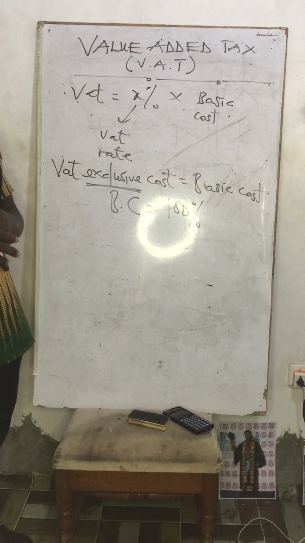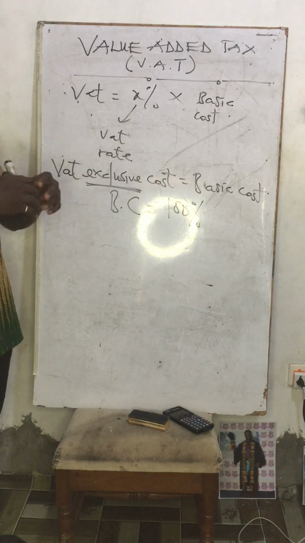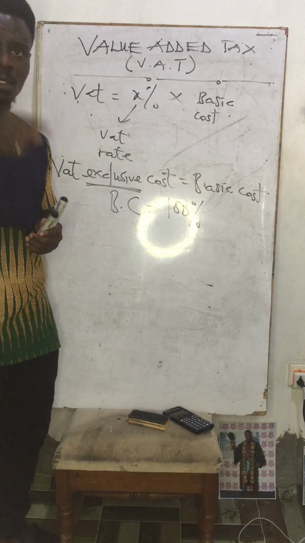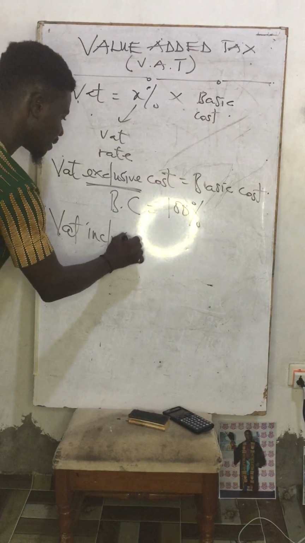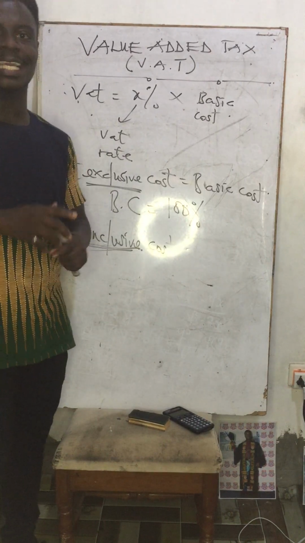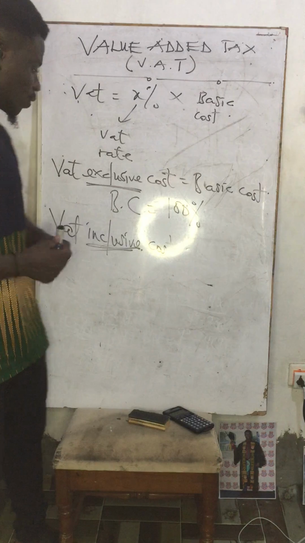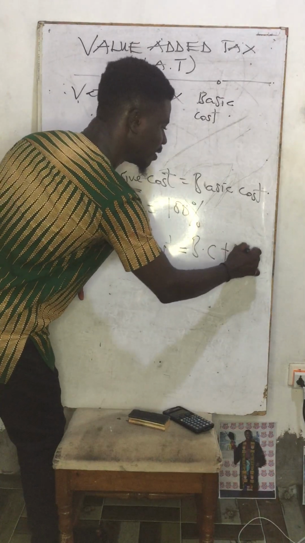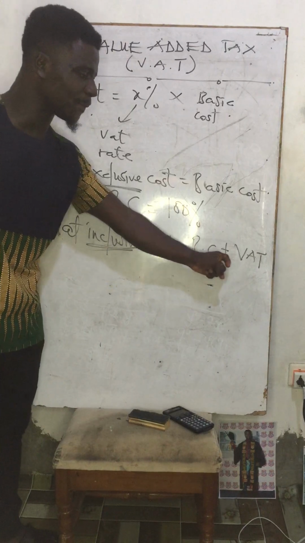And the cost of an item with VAT is called the VAT inclusive cost. So when I buy an item and they've included VAT inside, then we call it the VAT inclusive cost. So VAT inclusive cost means that we've added VAT to your basic cost. We can say that VAT inclusive cost is the same thing as the basic cost plus the VAT. Take note of that. VAT inclusive cost is equal to the basic cost plus the VAT.